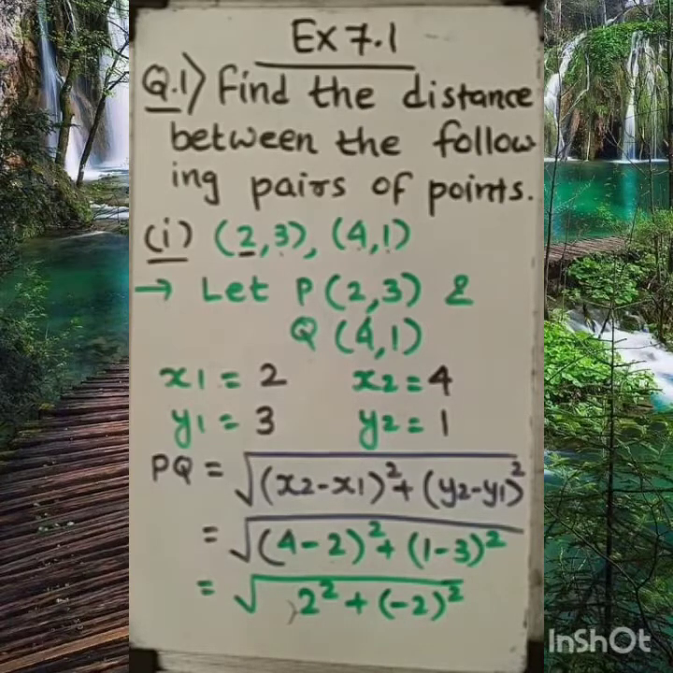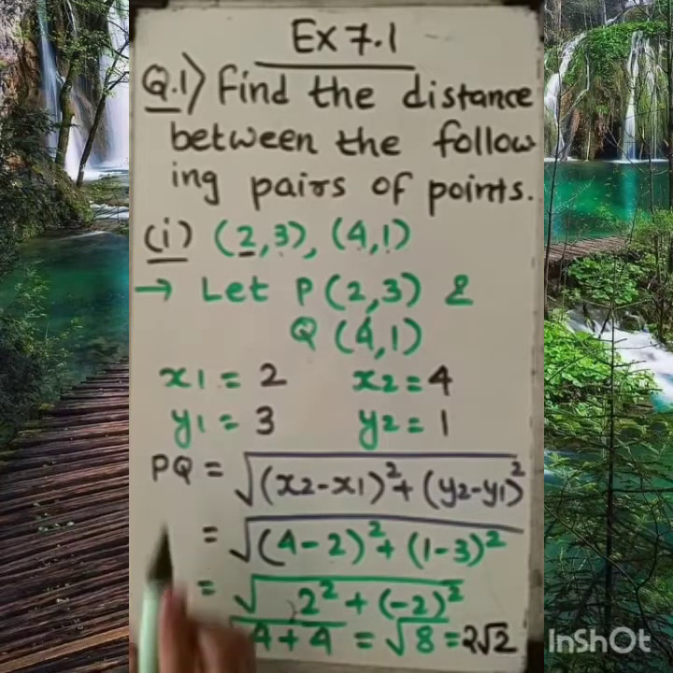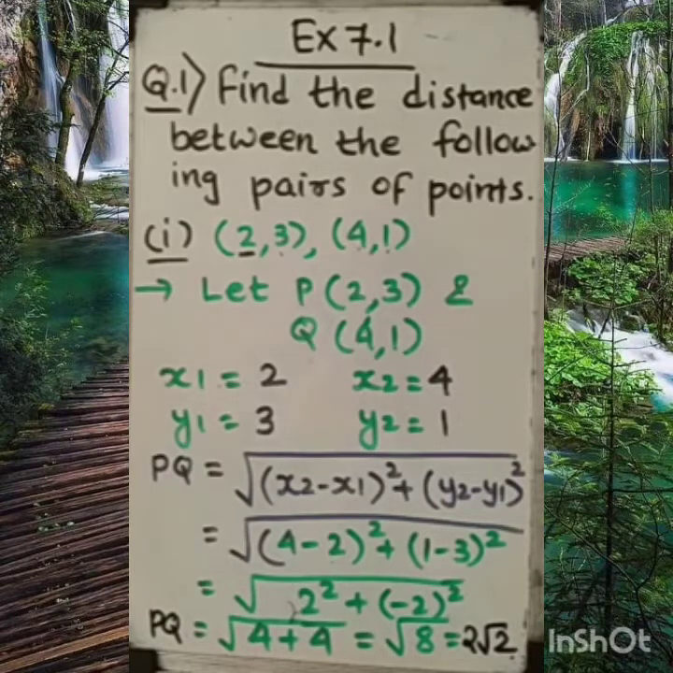Next step, under root, 2 square, all of us know, is 4. Any negative number squared is also positive, so that is also 4. 4 plus 4 is under root 8, and you know very well, dear student, under root 8 can be written as 2 root 2. So the distance between the 2 points P and Q is 2 root 2. This is the answer: PQ equals 2 root 2. This is the solution of the first part of question number 1. I hope you enjoyed this. It's very easy.